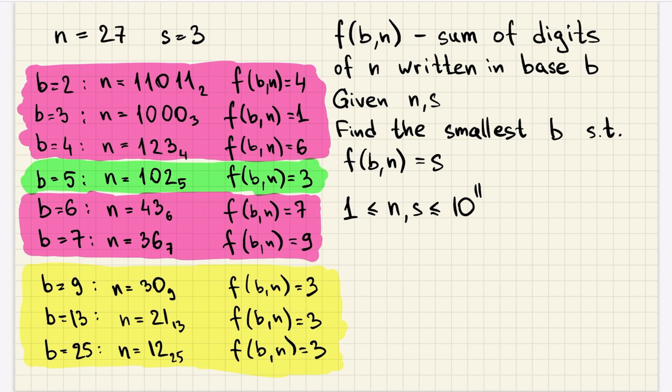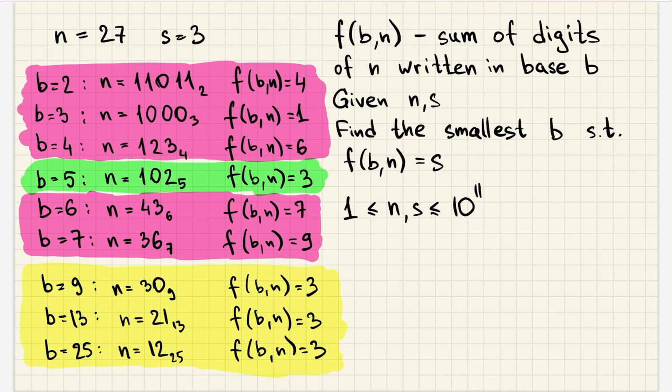We introduced a function of two parameters b and n, the sum of digits of number n when it's written in base b. We are given n and s, and we want to find the smallest b such that f(b, n) is s. So the smallest base such that the sum of digits of n written in base b is s. N and s are both up to 10 to the 11th power. And on the left you can see some example.